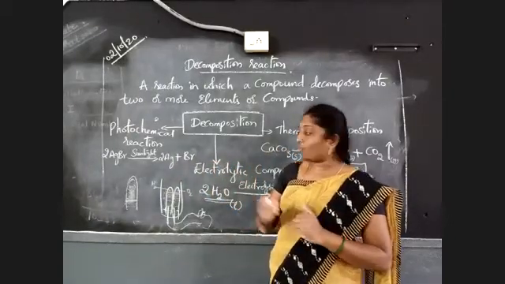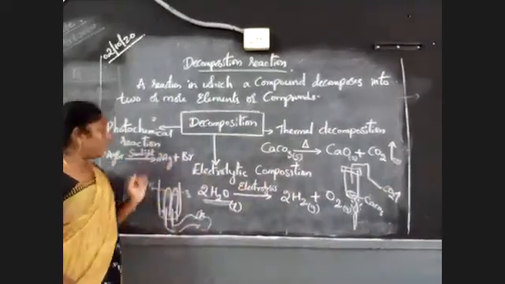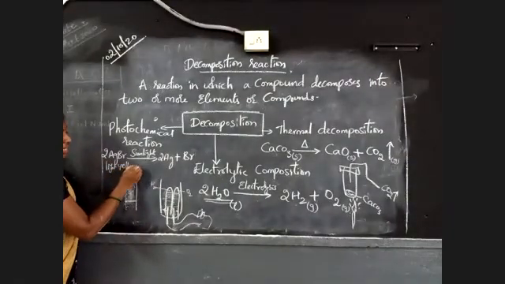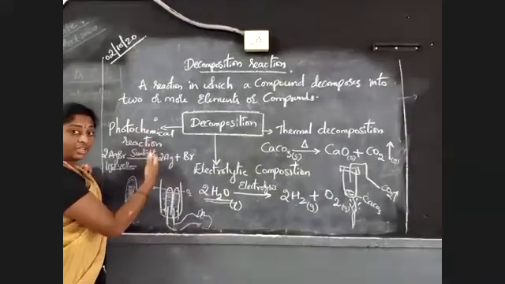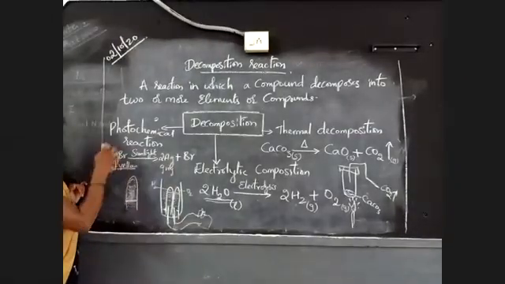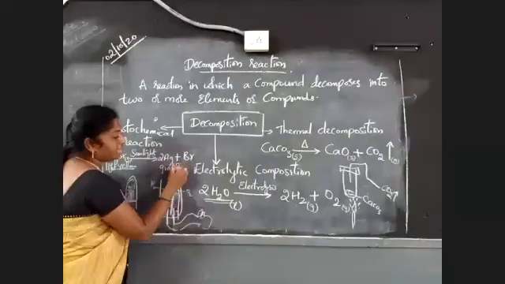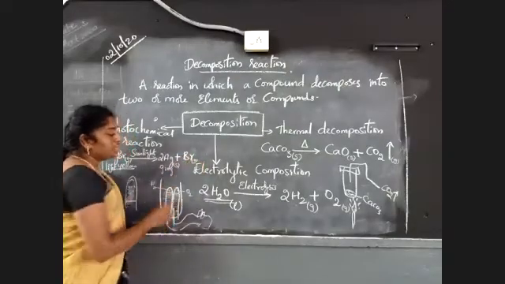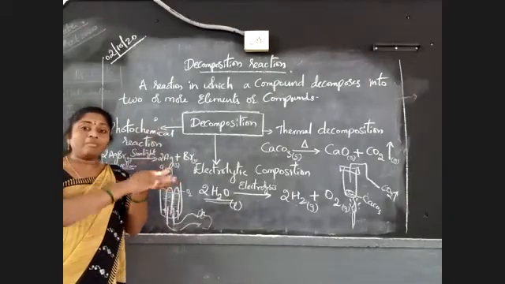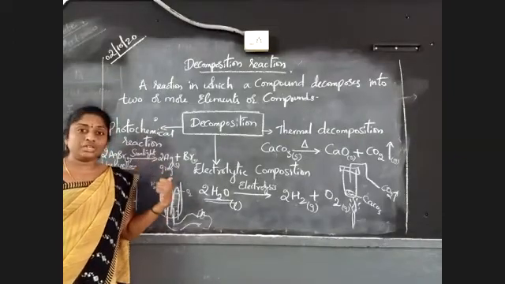What is the color I said silver bromide will have? The silver bromide will have light yellow color. Then after the decomposition, it changes into gray. Here the silver bromide is a powder, a solid, and the silver is also a solid, but bromine is a gas. So when it decomposes, the silver remains and the bromine evaporates. That is the reason the color changes into gray.